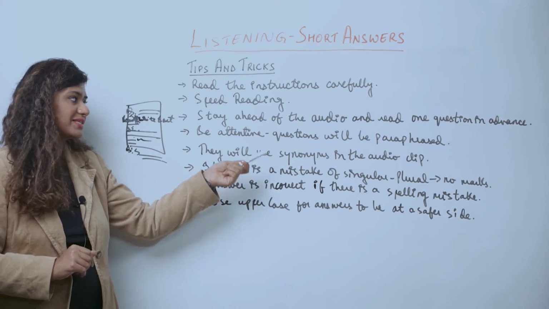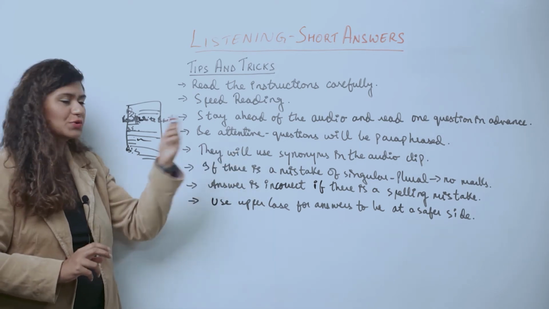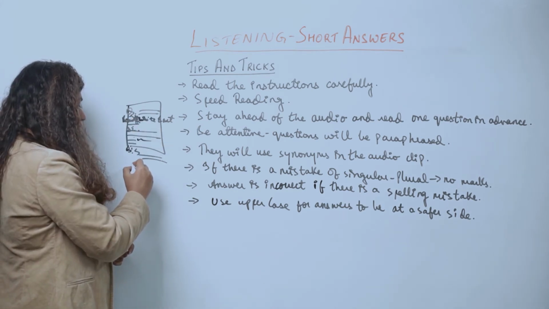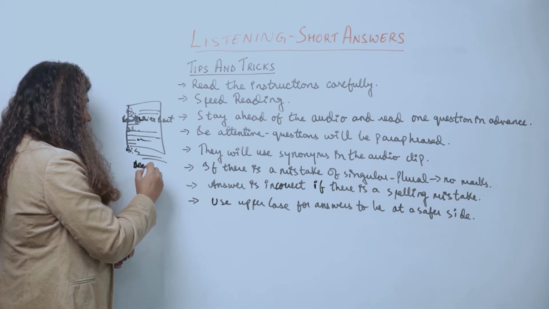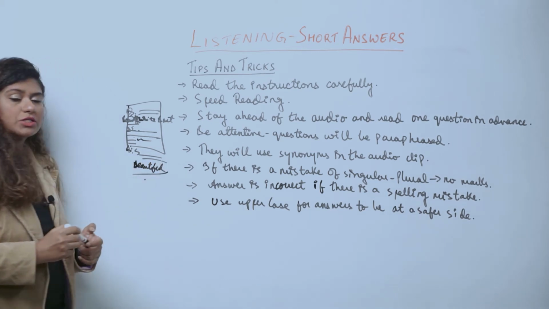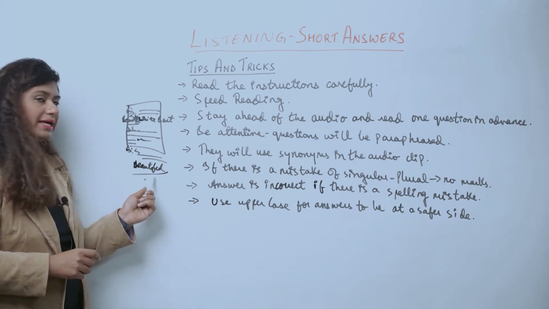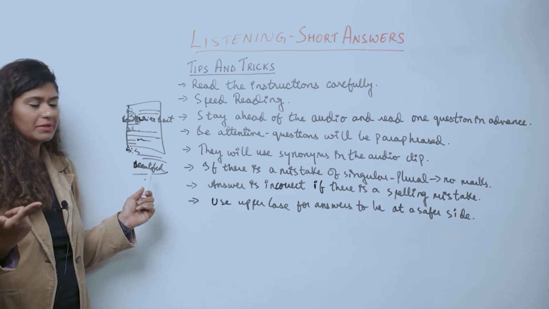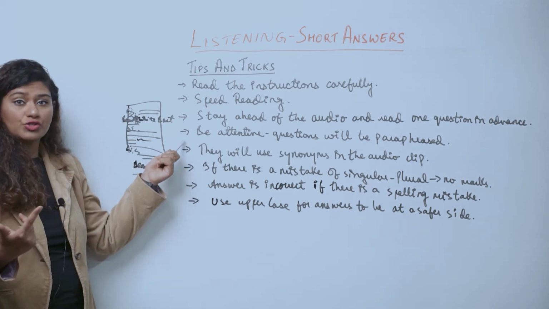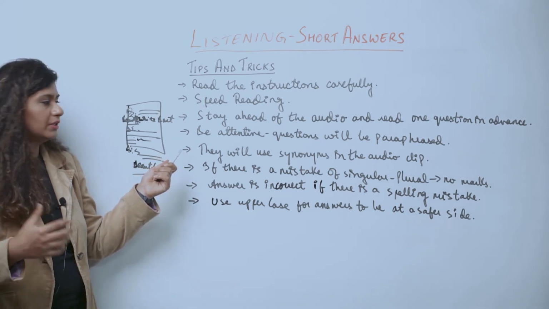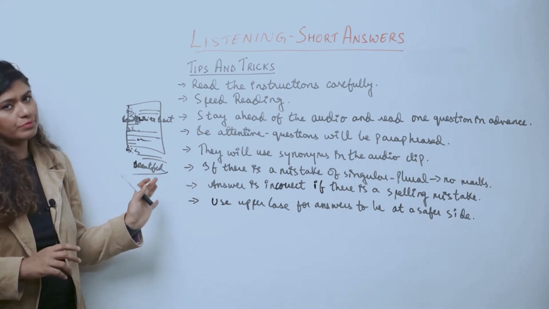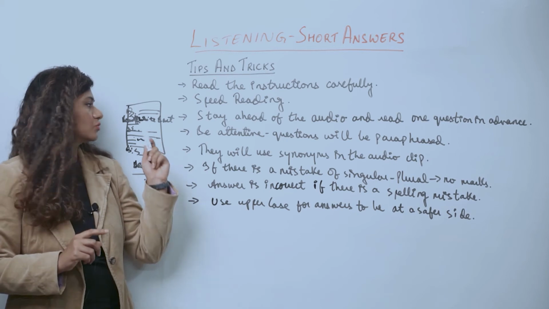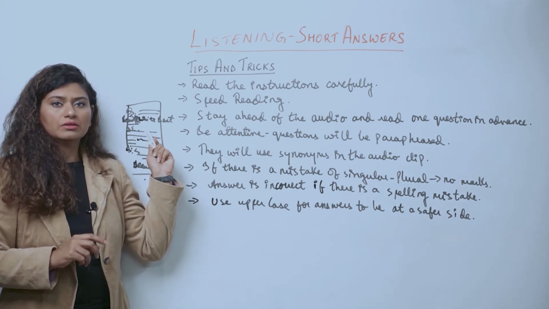They will use synonyms in the audio clip. Now this adds on to this. Let's say, for example, here they used a word called beautiful in the question. Now it is not necessary they are going to use the same word even in the audio clip. They might use a synonym. In fact, they will use a synonym. So you can hear words like gorgeous, spectacular, anything which is a synonym of beautiful. So watch out for synonyms in the audio clip. You will not listen to the same words here in the question paper.